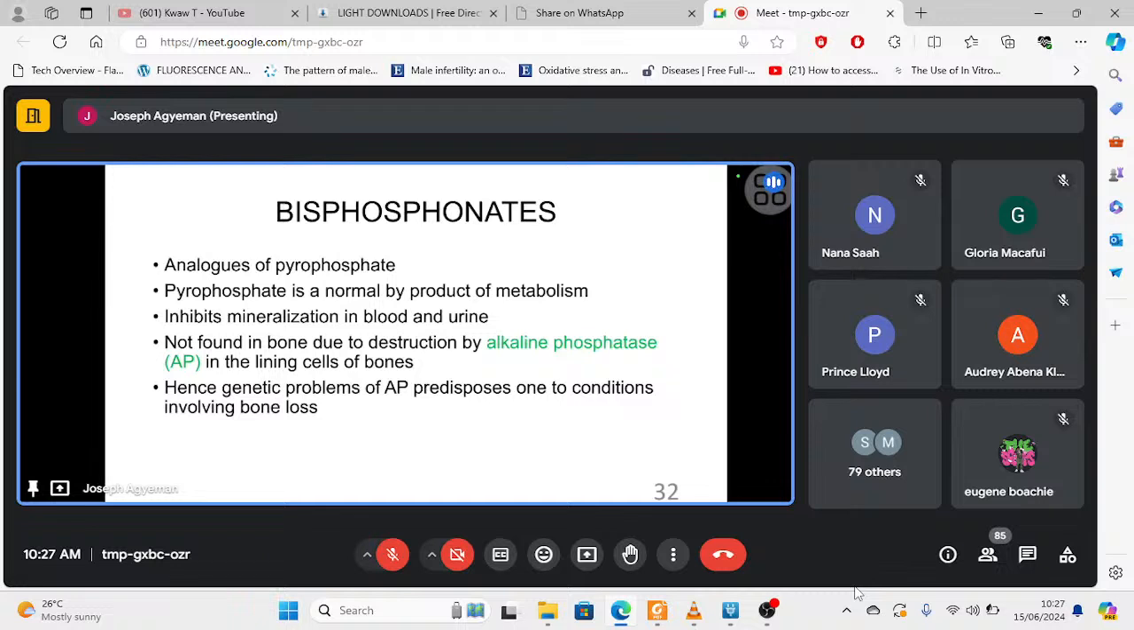So once metabolism is ongoing, pyrophosphate will be produced. In blood and urine, we like it. We like pyrophosphate to work there, because we don't want any mineralization in blood and urine. But in the bone, no, because if it causes demineralization in there, we will be in trouble. So we will have alkaline phosphatase to deal with that.